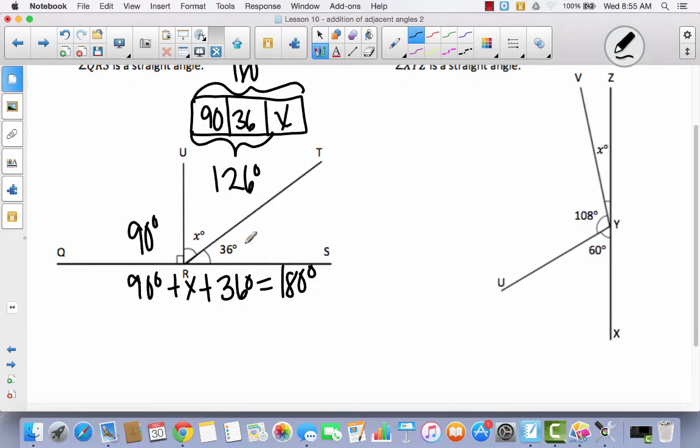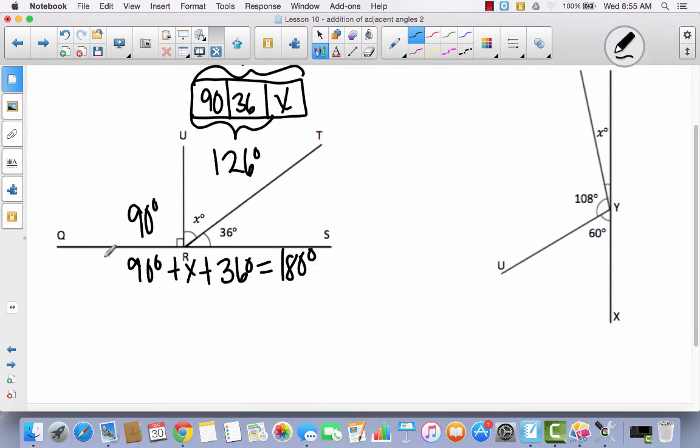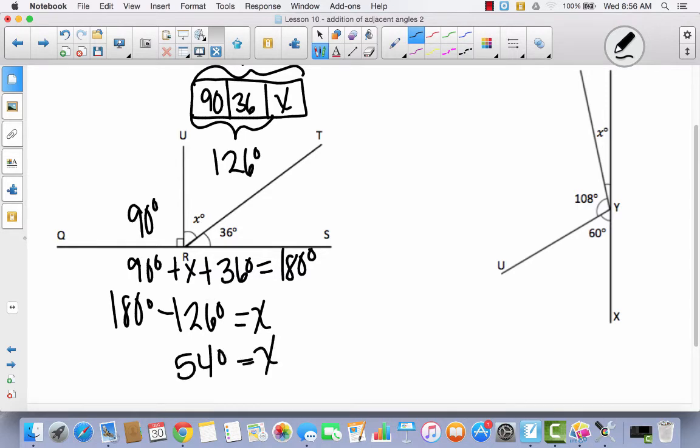Okay, so I have 180 degrees. I'm going to go ahead and write this. 180 degrees minus 126 degrees is going to equal x. Well, I know 180 minus 120 is 60 degrees, and I'm actually taking away 6 more, so this is going to be 54 degrees. Hopefully that's what you got.